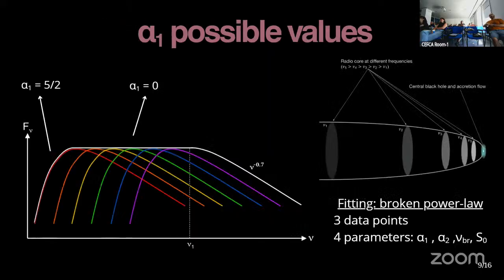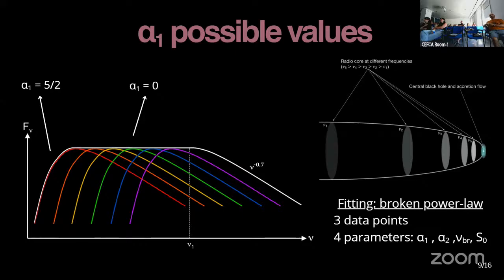And why do we do this fitting? Why do we want the break frequency? Because as the jet ages, the emission goes on to lower frequencies. So this means that the break frequency is kind of a proxy of the age. And we can get this by fitting, as I said, a broken power law, a smoothed broken power law. But we only have 3 data points and 4 parameters, the 2 alphas, the break frequency, and the flux related to the break frequency. How do we amend this degeneracy?